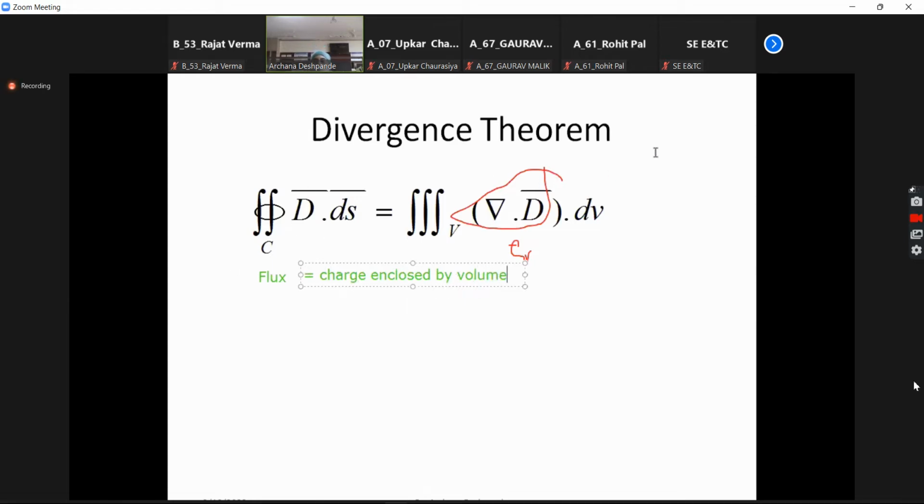This is a very important expression. Again, we are not asking any problem on this particular expression. Just the theoretical concept should be understood by the students.